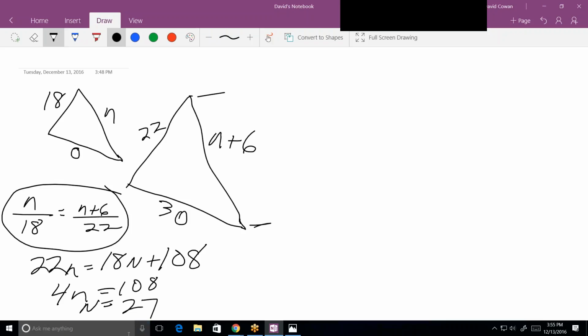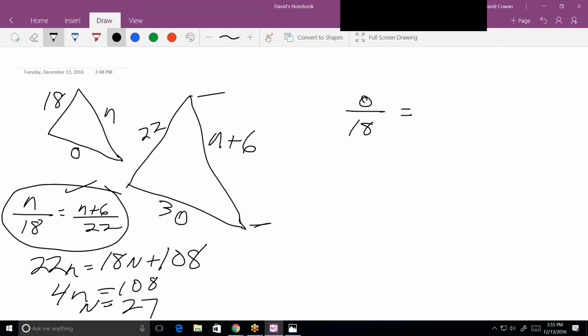Now, we can also use that same ratio to solve for O, right? That's the beauty about being able to do it multiple ways. I really only had 2 steps to solve for both n and O. I solved for n rather easily. Now give me a relationship to solve for O. You could do 18 is to O, or like O over 18 is 22 over 30.